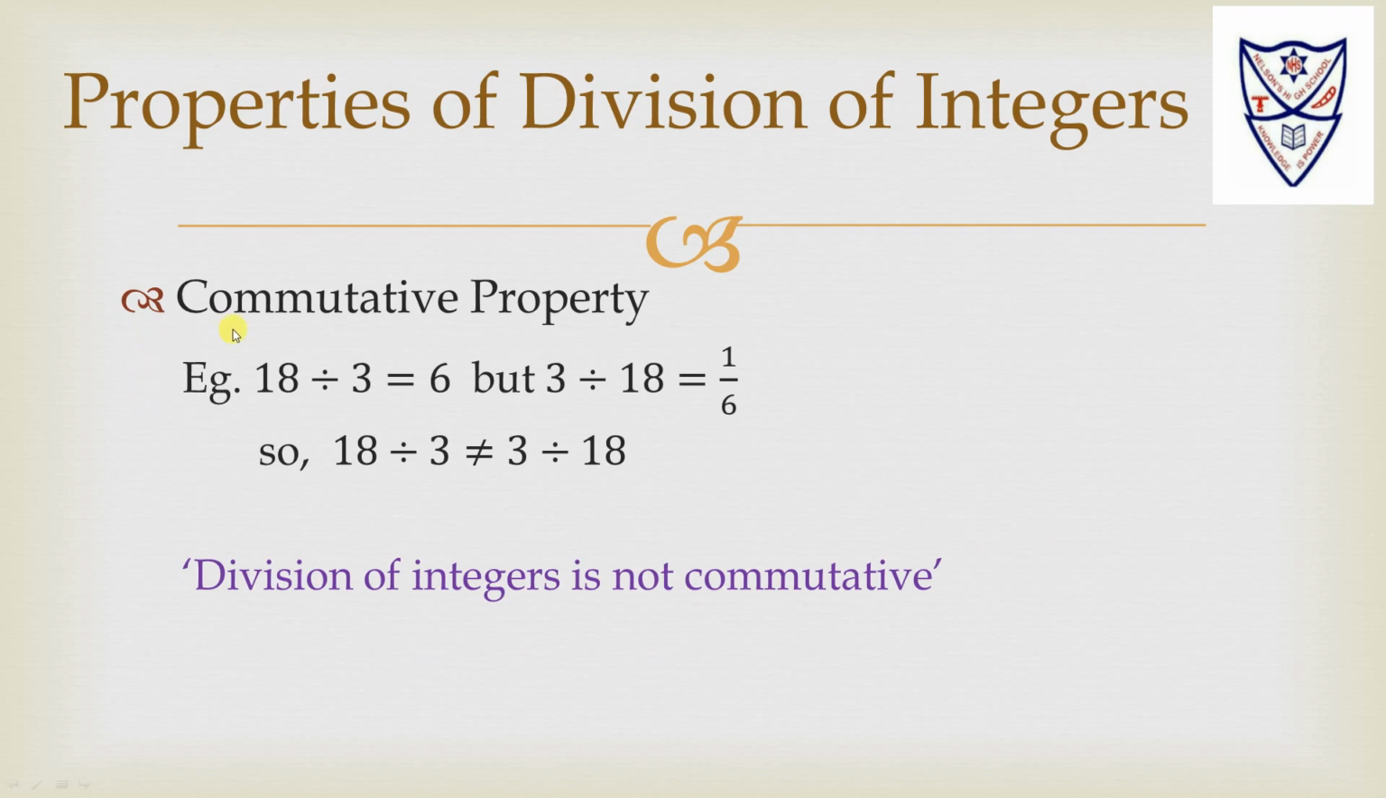Next property, commutative property. Example, 18 divided by 3 is equal to 6. Now we will change the order. 3 divided by 18, which is equal to 1 by 6. So here 6, here 1 by 6. So when we change the order, we get a different answer. So therefore 18 divided by 3 does not equal 3 divided by 18, and therefore division of integers is not commutative.